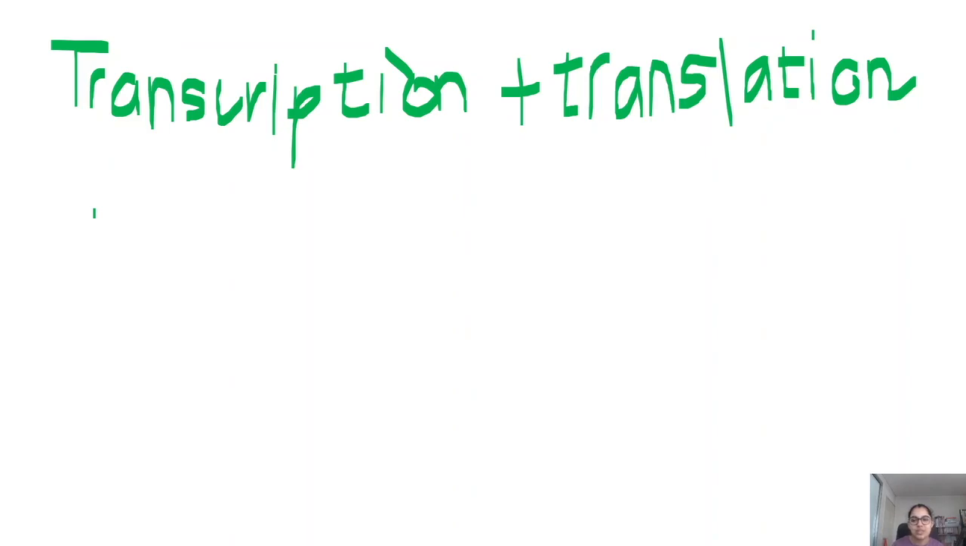What transcription does, after your DNA has been replicated, think of the name transcription. You're writing a transcript. So you're copying the DNA material into RNA material. And the difference between DNA and RNA is that DNA is made up of deoxyribose sugar.